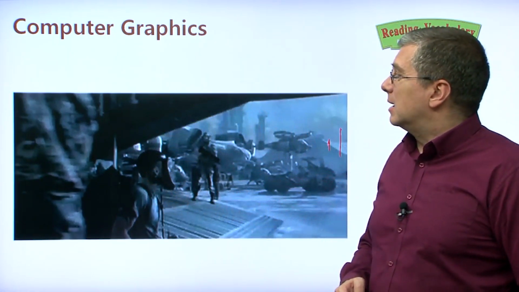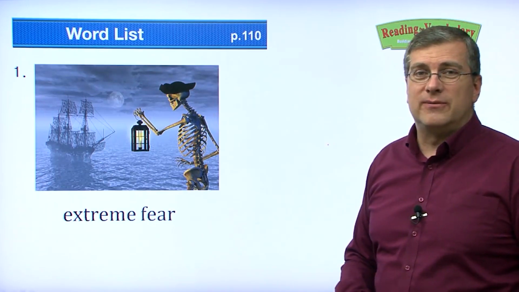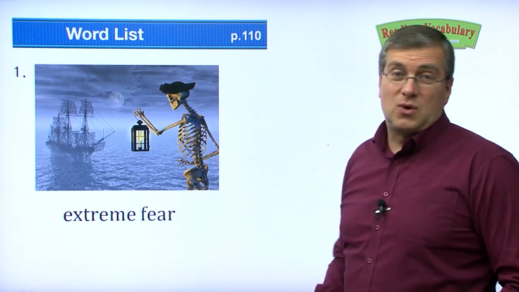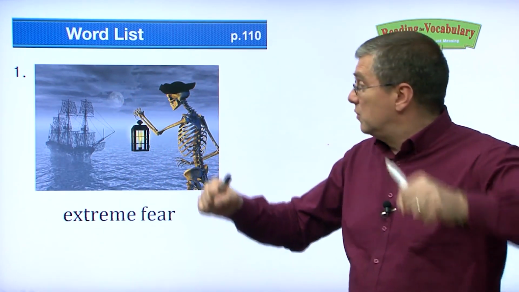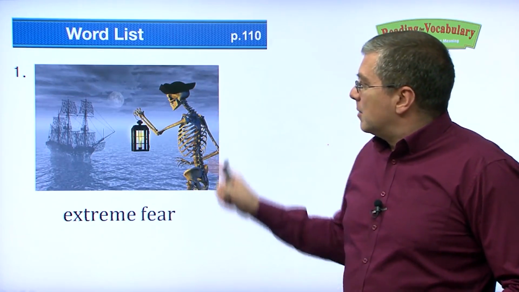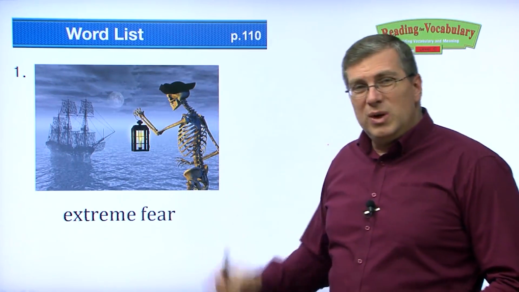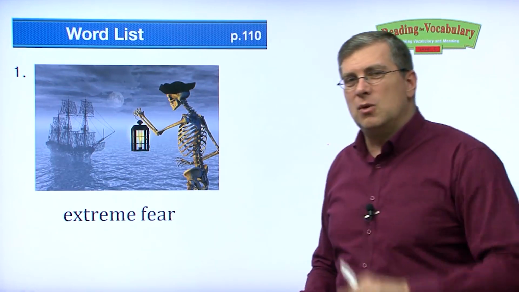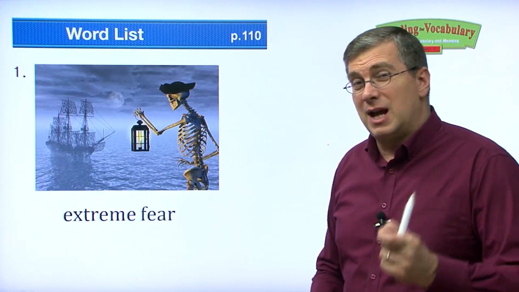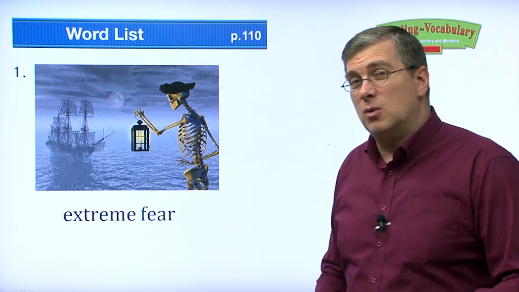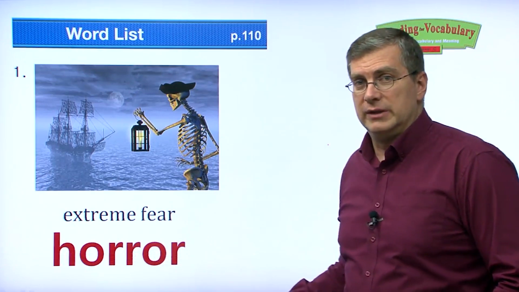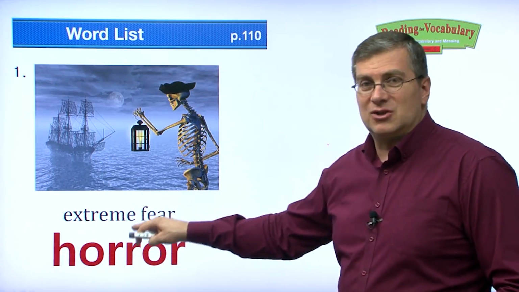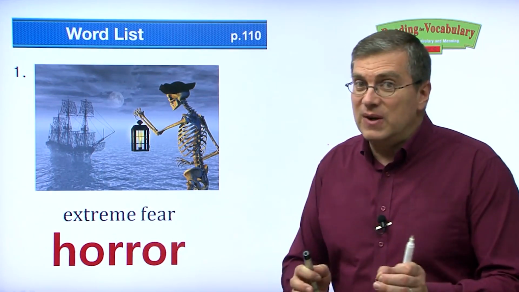Okay, well, let's begin, of course, with our first word on our word list for the vocabulary. Now, this is an interesting picture. This character here, of course, there's no such thing as a skeleton that can move and hold a lamp, so that's not real. And if you saw something like that, you would be really scared, wouldn't you? Extreme fear. What is extreme fear? This is a word used to describe certain types of movies that make you really scared. We call those horror movies. A horror movie is a movie that makes you feel extreme fear. It's horror. It's not just fear, but horror.